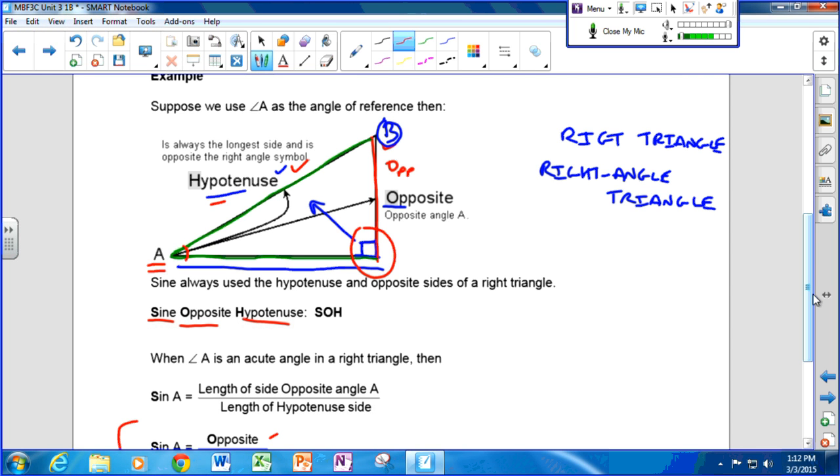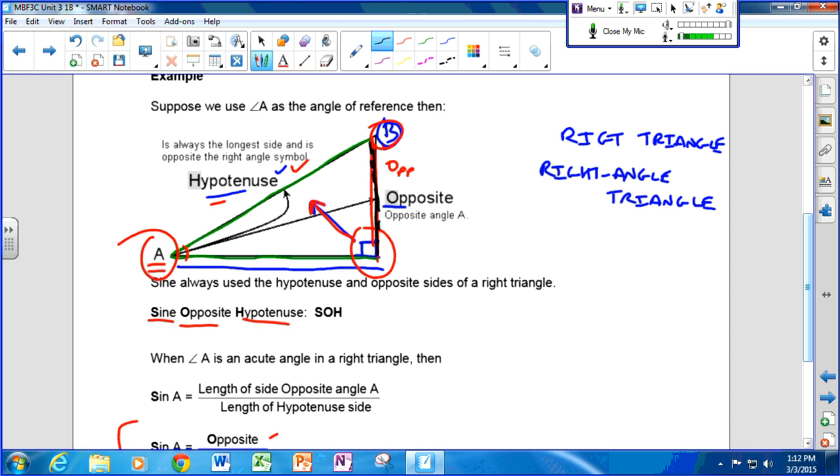Now, here's the important concept. As far as angle A is concerned, the hypotenuse is always the longest side of the triangle. It's always the one opposite the right angle. That's always the case. Doesn't matter whether we're looking at angle A or even angle B up on the other side. However, the side that's opposite angle A, let me put it in black here.